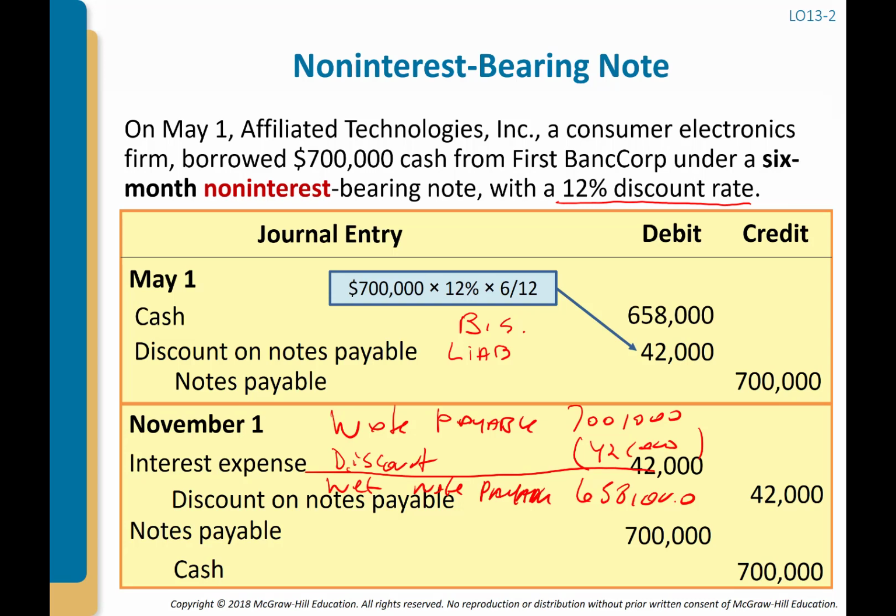Okay, so when I take 658,000 and divide it by the 700,000, then I should be left with the present value factor, right? And the present value factor here turns out to be 0.94, right?